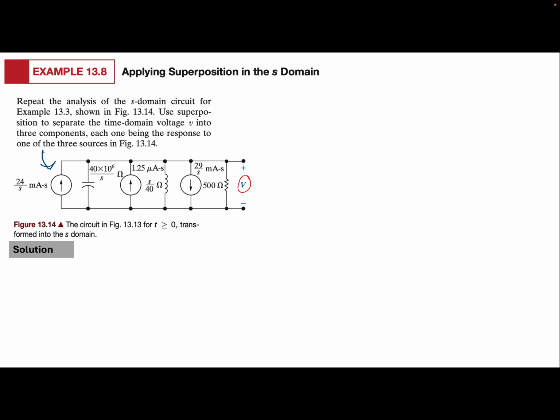of course, you can handle all three sources together, including this source and this source, or you can handle them separately and then add them together by the superposition principle. So let's get started. In this example problem, I'm going to find this voltage V in the S domain by considering one source at a time, right? First, we're going to consider this source, which is because of the capacitor, for example. Then we can consider the inductor source, and then we can consider the original current source that came into the circuit after the switching event.